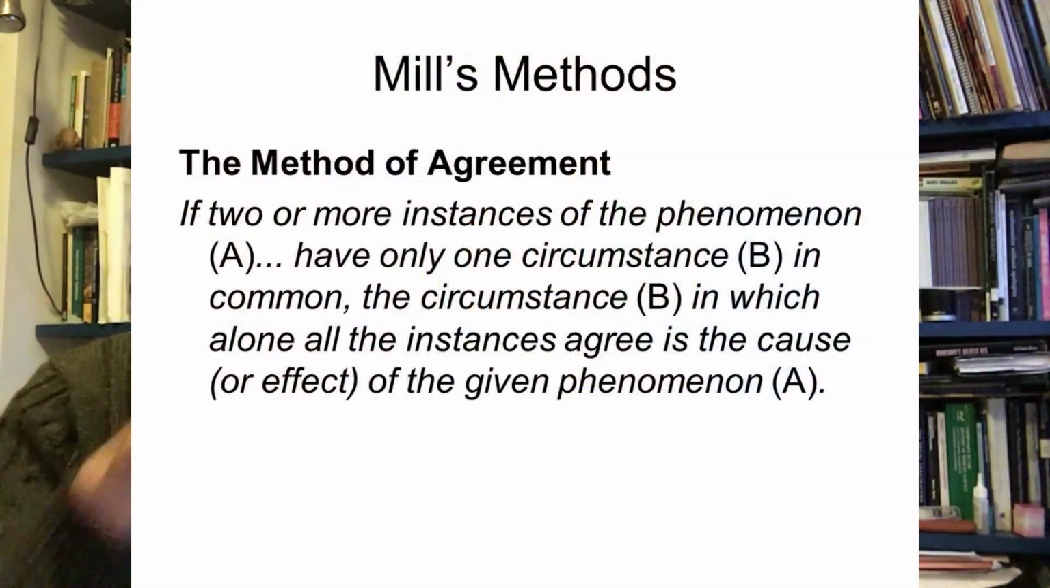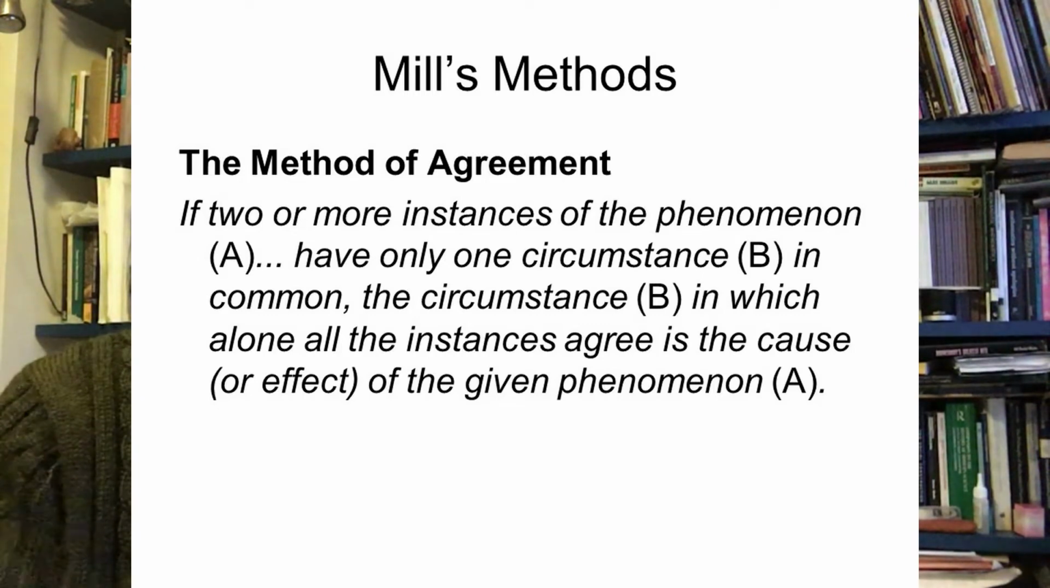Anyway, Mill's methods, Mill's four methods for causal reasoning. So the first method, the method of agreement. What he says: if two or more instances of some phenomenon A have only one circumstance B in common, the circumstance B in which alone all the instances agree is the cause or effect of the given phenomenon A. All right, so what about these A's and B's?